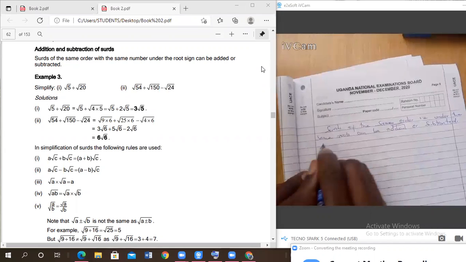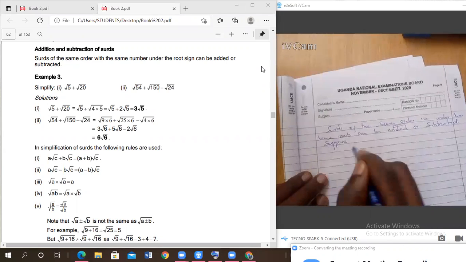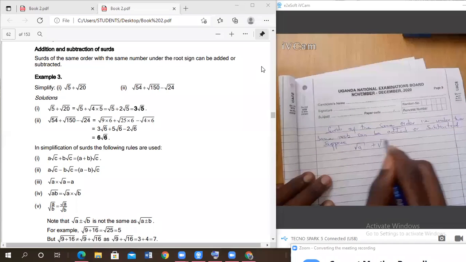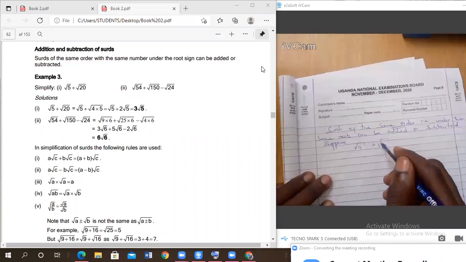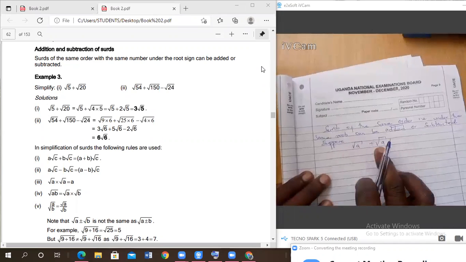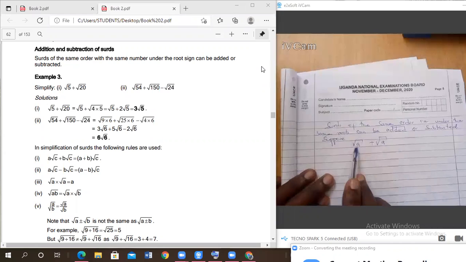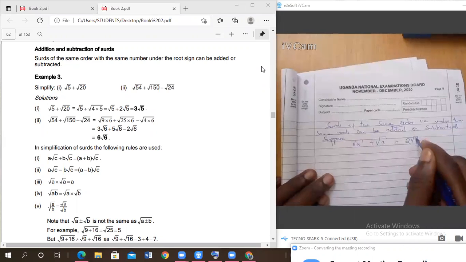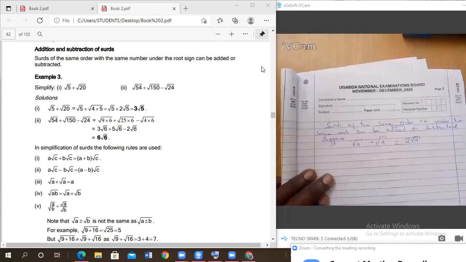So suppose I have square root of a plus square root of a. This one can be added together because they are under the same square root and they are of the same order. The number under the square root is the same. So for that one, we can add. This will give us 2 root of a.